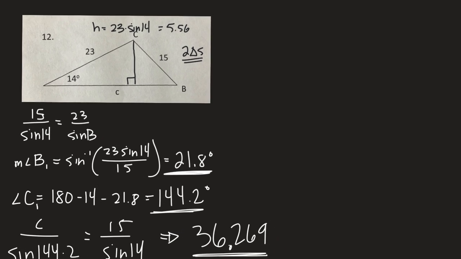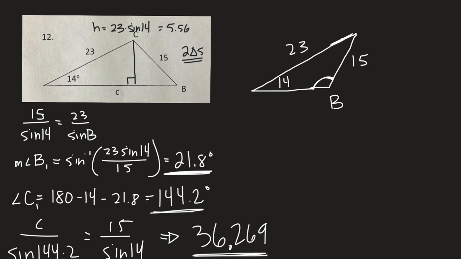So now we have to turn our brains on. We keep our angle of 14 degrees, we keep our side of 23, but our side of 15 now rotates around here to make our angle B an obtuse angle. Okay, so this one comes over here, right, to form this new triangle. This is the second triangle, which is why this is an ambiguous case triangle.